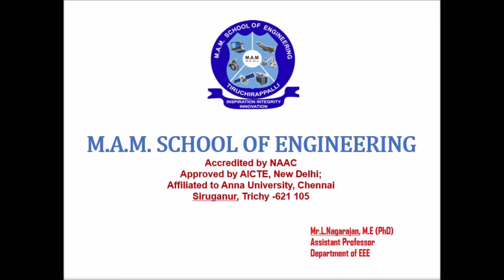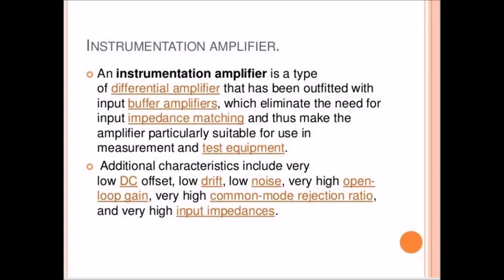First, the instrumentation amplifier. An instrumentation amplifier is a type of differential amplifier that has been outfitted with an input buffer amplifier, which eliminates the need for impedance matching and thus makes the amplifier particularly suitable for use in measurement and test equipment.